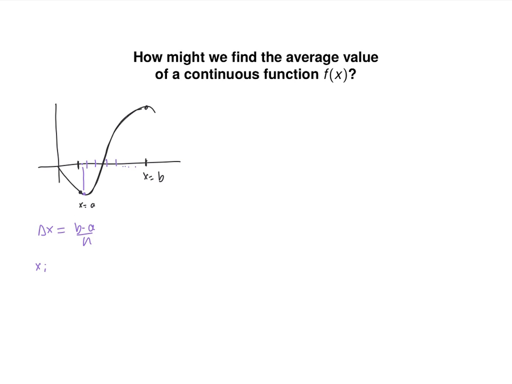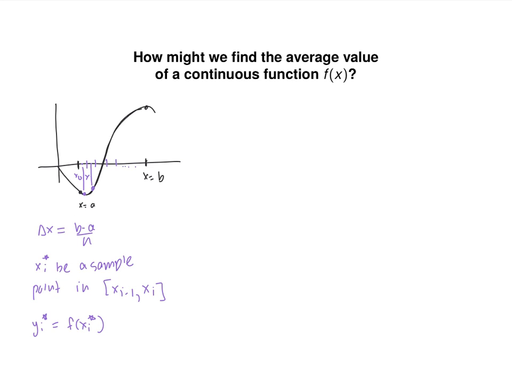So we're going to let x sub i star, with the star usually denoting a sample point, be a sample point in the subinterval x sub i minus 1 to x sub i. It's like your first interval goes from x0 to x1, so x sub 1 star is a sample point in that interval. It could be a midpoint, it could be an endpoint, it's just some random point. And so then y sub i star is going to equal f of x sub i star, as in the y value you get when you plug that sample point in.